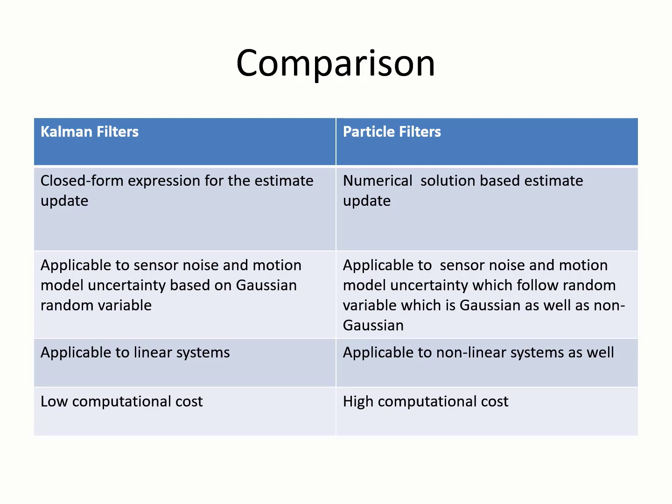A brief comparison, and I think some of these have been discussed already. The Kalman filters are going to give you a closed form expression for the state estimation, whereas the particle filters are more numerical solution based. But Kalman filters have restricted applications where all the uncertainties are modeled by Gaussian random variables, whereas particle filters are applicable to a wide array of systems where uncertainties can be represented by random variables which may be non-Gaussian. Kalman filters are only applicable to linear systems. Particle filters are applicable to nonlinear systems as well.